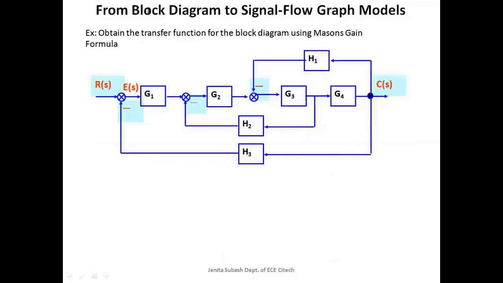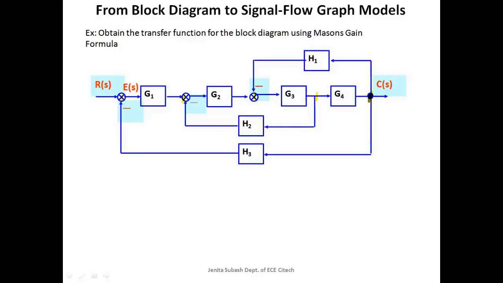Now let's solve a simple problem for the transformation of a block diagram to a signal flow graph. You can take down this example problem. Obtain the transfer function for the block diagram using Mason's gain formula. So you have been given the block diagram. Now the first step is to identify the number of summer points and takeoff points, and then we have to represent the first summer point as E(s), and then number the rest of the summer points and takeoff points. Here we have identified 3 summer points and 2 takeoff points.